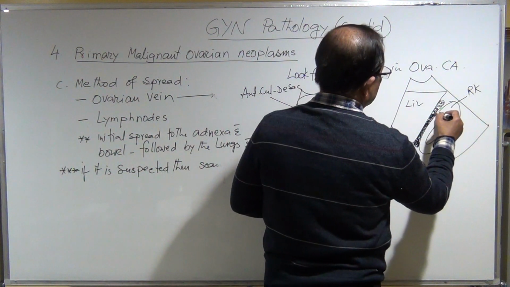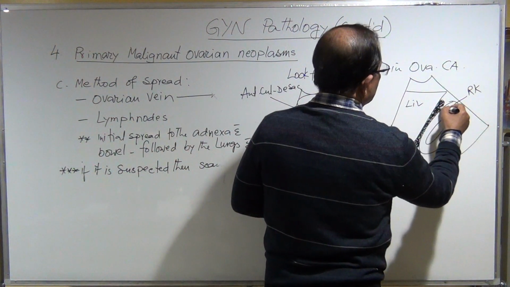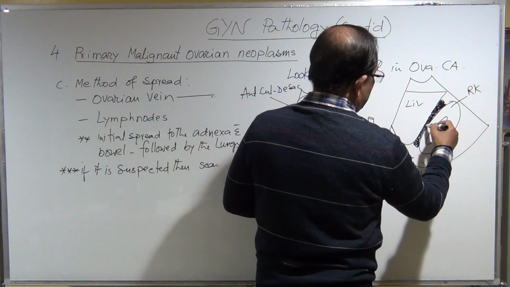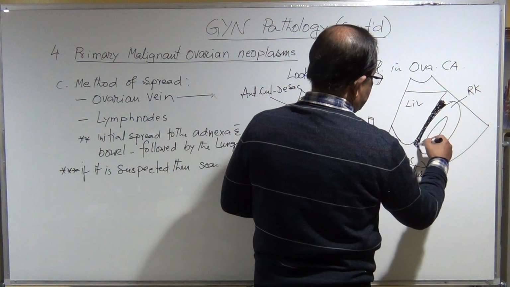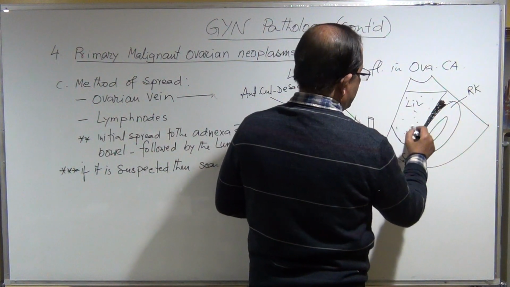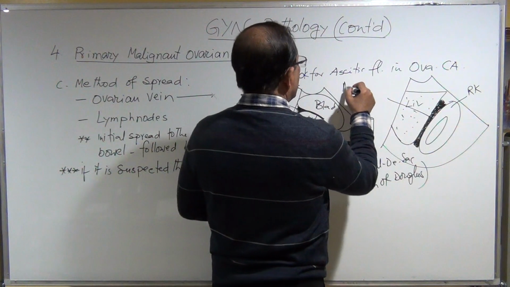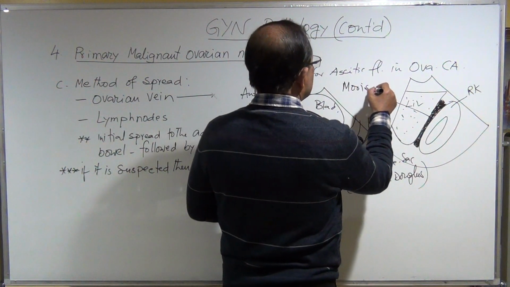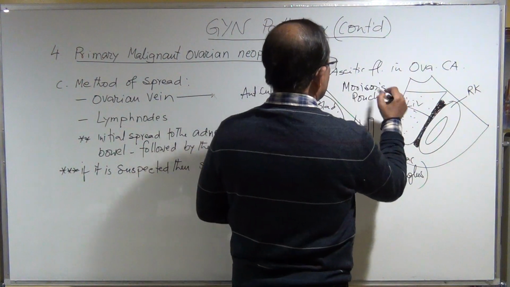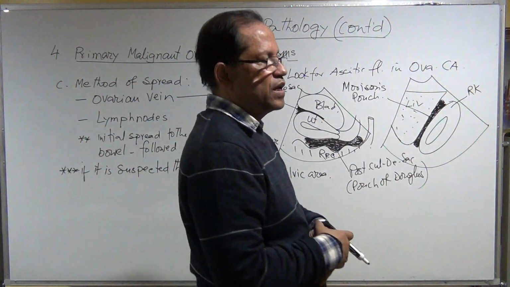Morrison's pouch. And when there's a fluid collection, even though a little fluid, still it can be visible over here. And this is the right kidney. So this is Morrison's pouch. Okay, we need to see the fluid here.